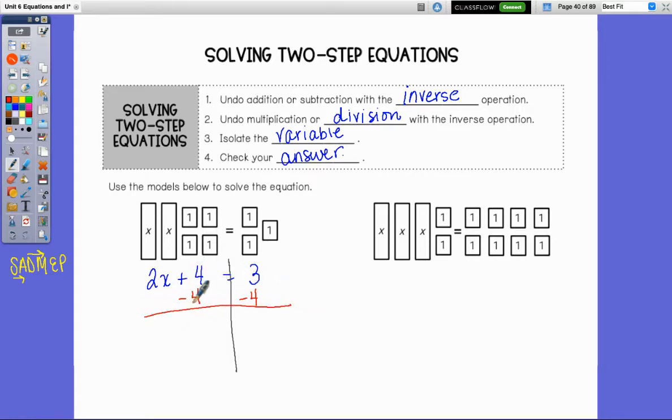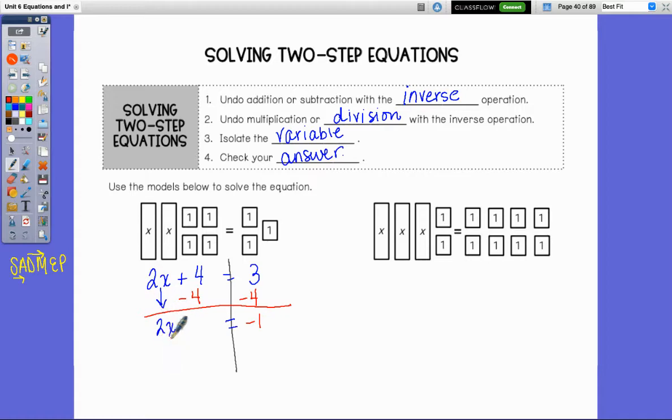So this becomes 0. That's perfect. Remember, we want it to 0 out. So we bring this down and I get 2x. And I have to keep my coefficient stuck to my variable. Bring my equal sign down. And what is 3 minus 4? -1. Okay. Now this is just like a one-step equation.